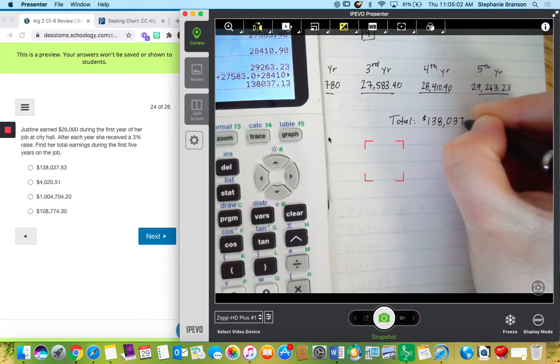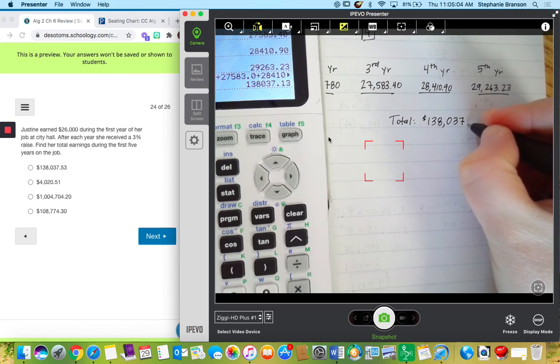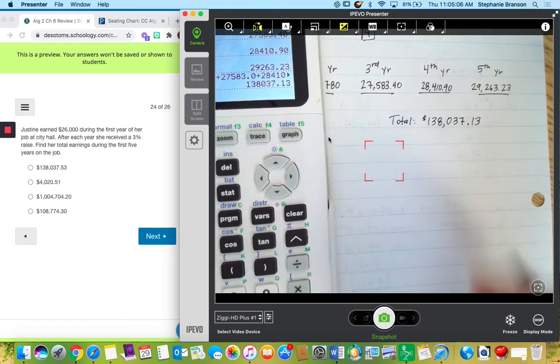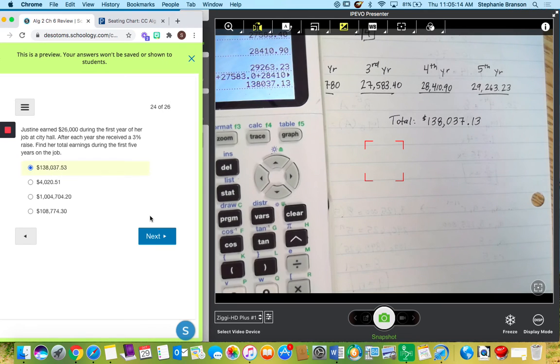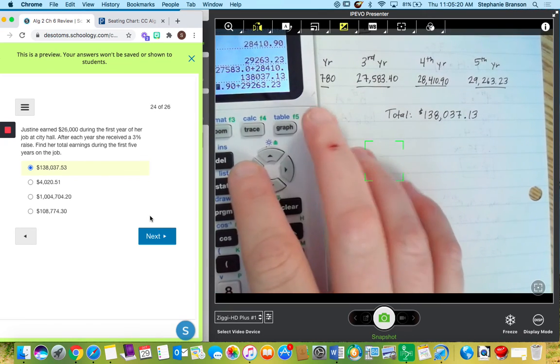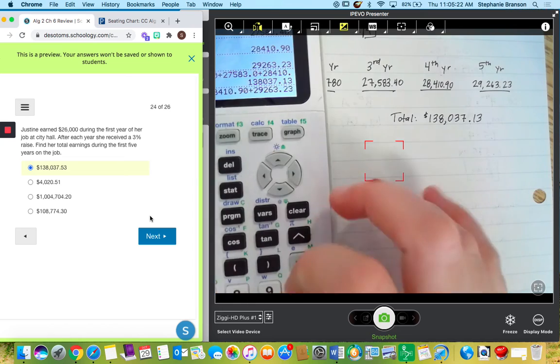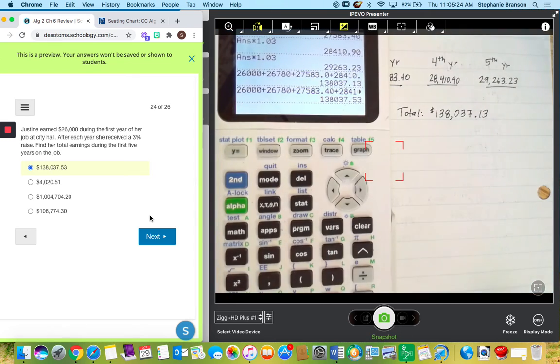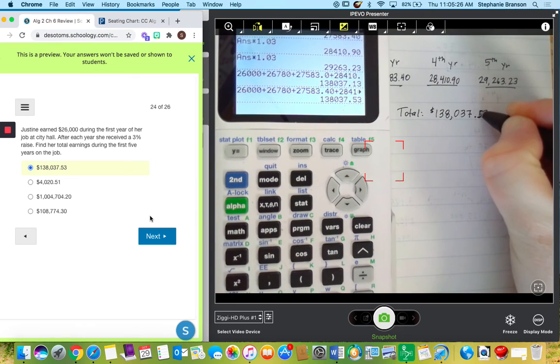$138,037.13. Is that an answer choice or close to it? Might have been some of our rounding was a little off, but that's pretty close. Or I might have messed up. I did mess up. There we go. It's 53. I forgot the .40.